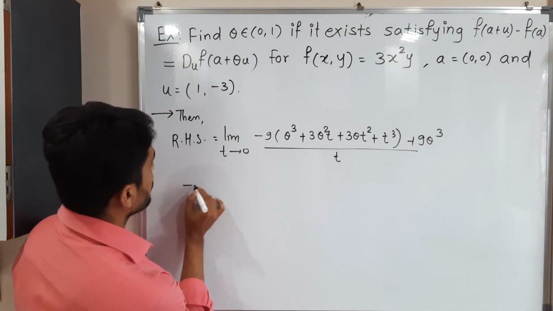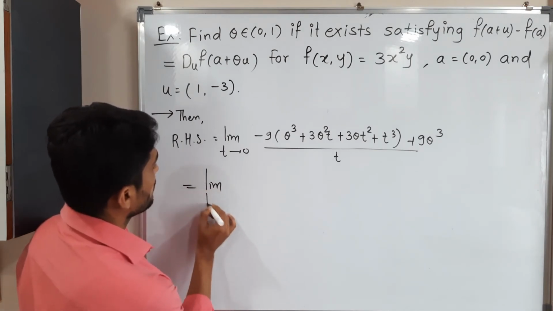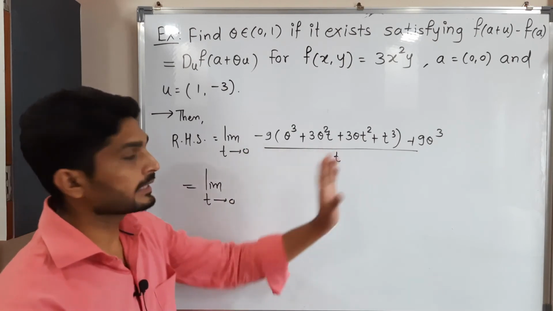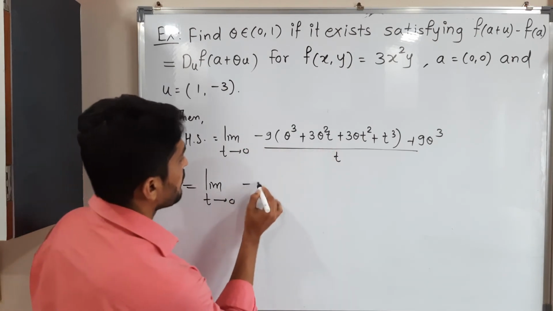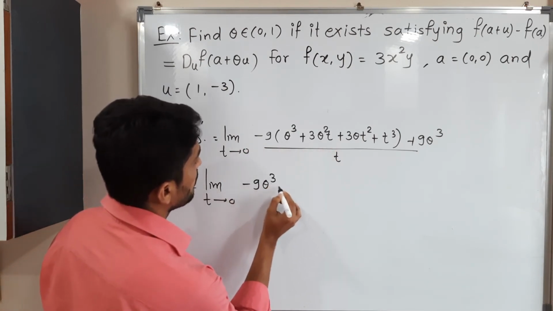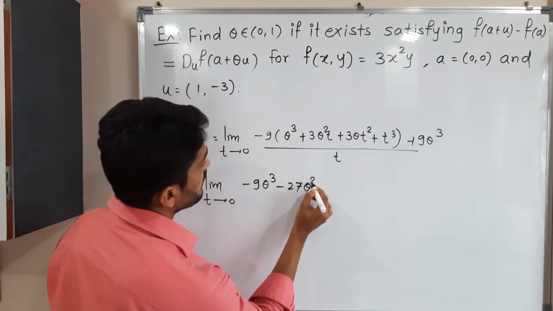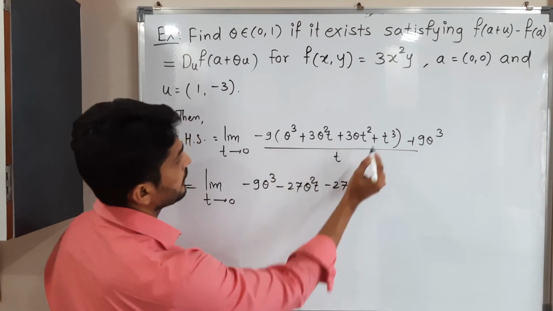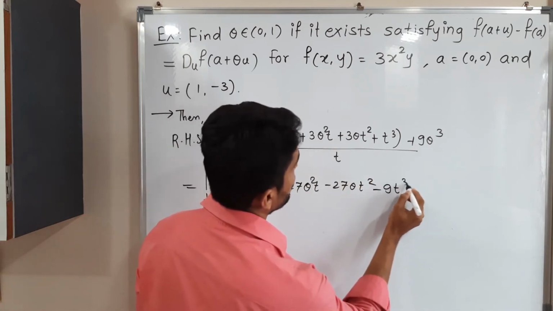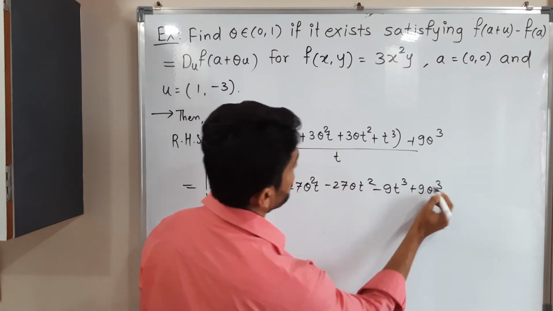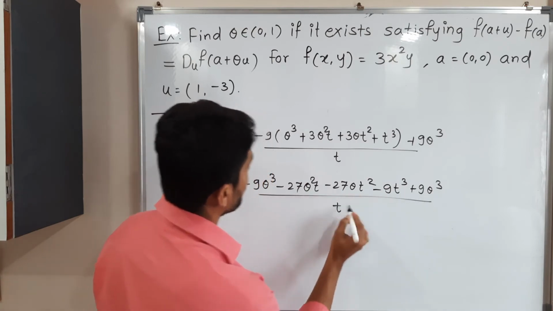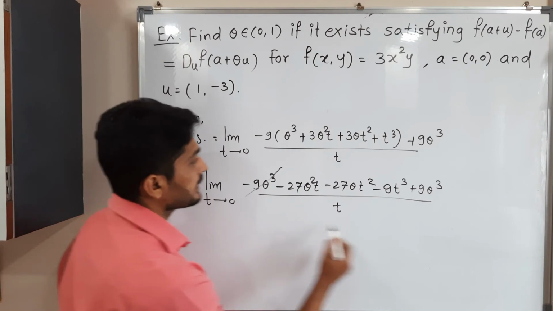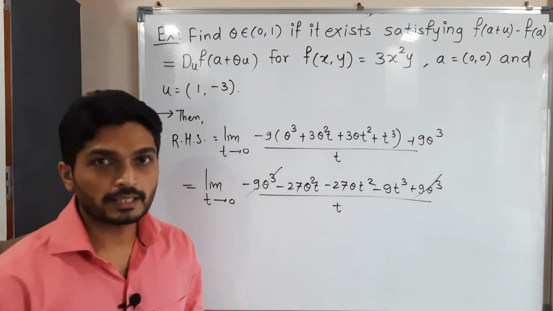This is equal to limit t tends to 0. I will take the product of this minus 9 and each term of this bracket. So this is minus 9 theta cube minus 27 theta square t minus 27 theta t square, and here the product minus 9 t cube, plus 9 theta cube divided by t. Tell me, can we cancel anything? Definitely. Minus 9 theta cube plus 9 theta cube will get cancelled to each other.